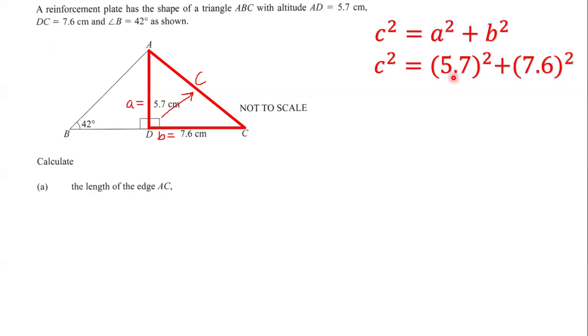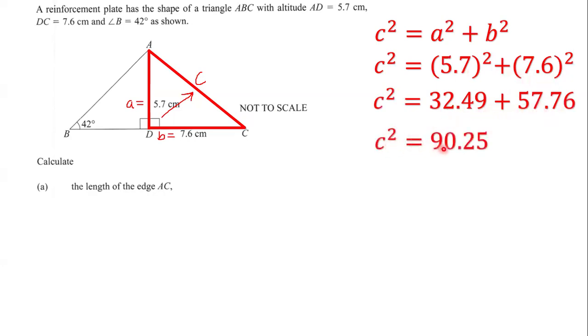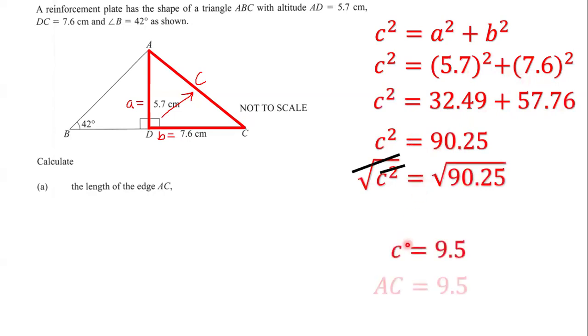We have 5.7 squared, which gives us 32.49, and 7.6 squared, which gives us 57.76. Next, we add these two together, and we get that C squared is equal to 90.25. Next, we take the square root of both sides. When we do that, we can cancel the square with the square root, leaving us with C equal to the square root of 90.25.